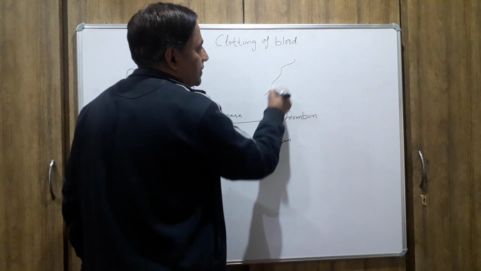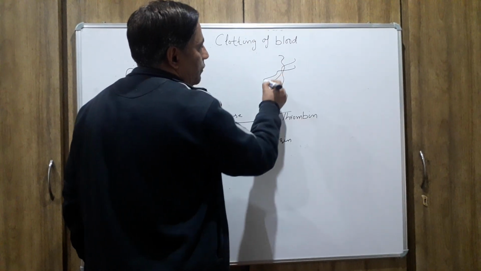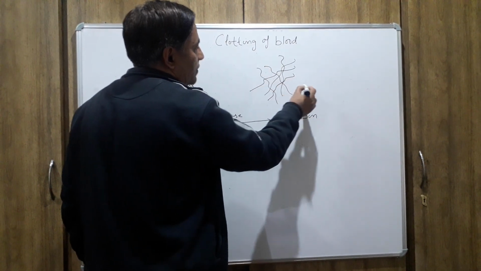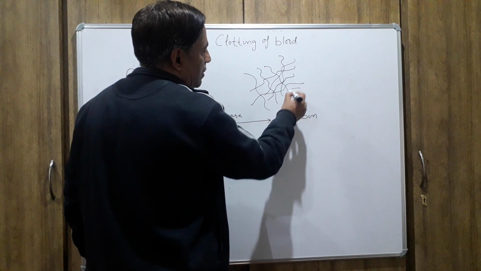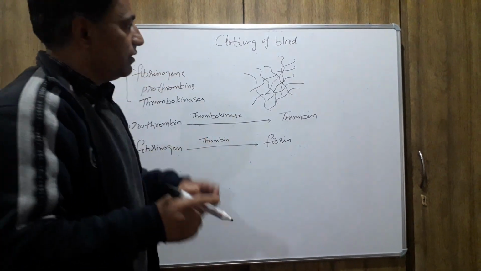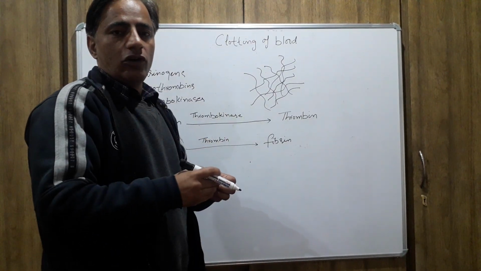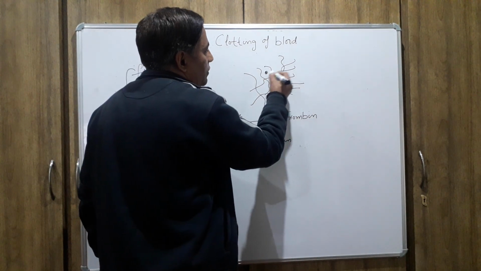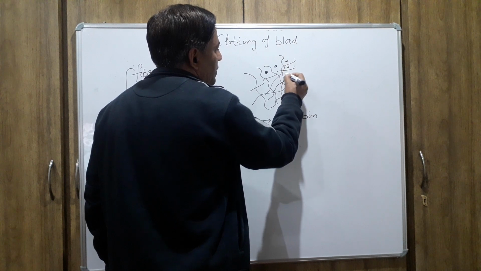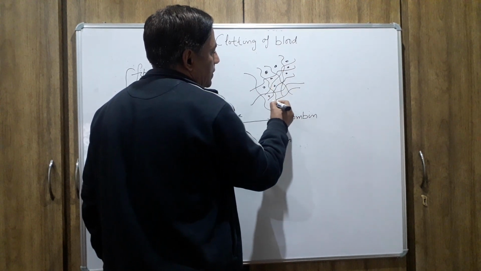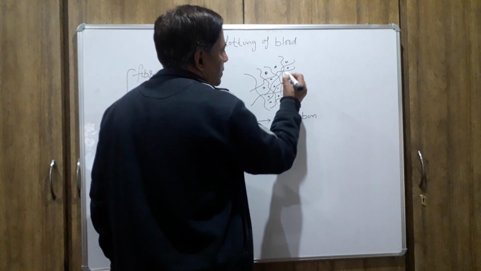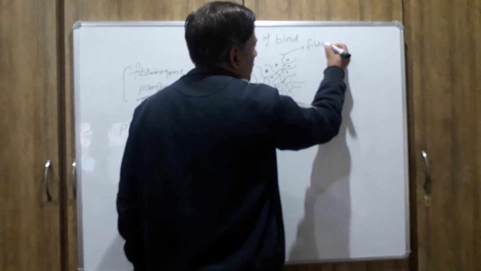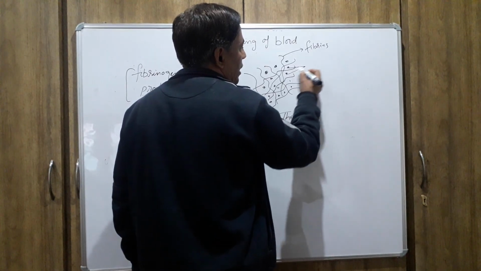Something like this. These are the fibers, fibrins, within which get stuck the formed elements of the blood, primarily the RBCs. These are the fibrins. These are the formed elements.